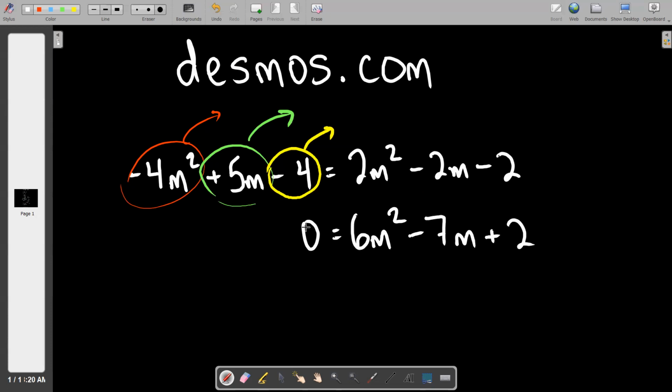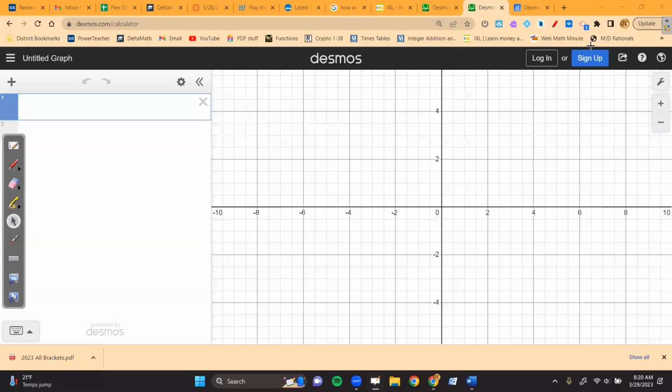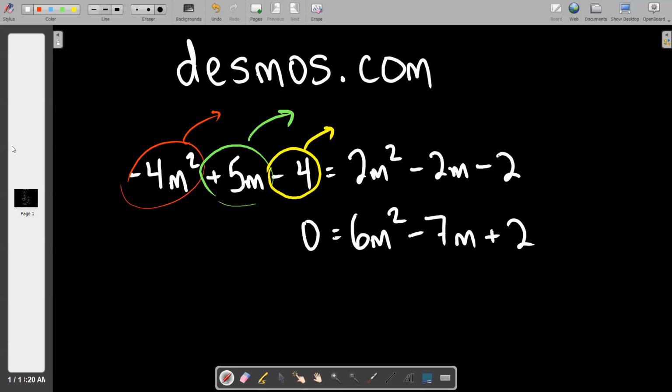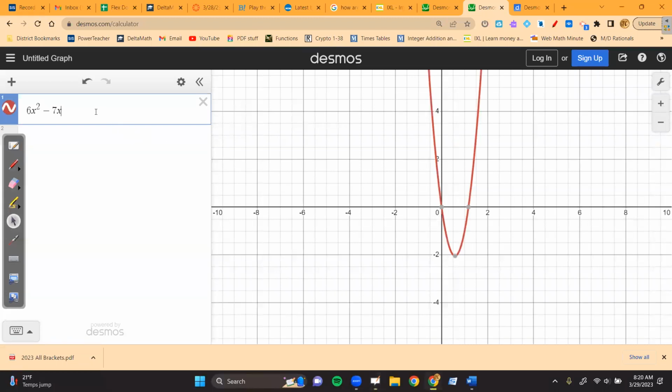So now that we've got it prepped and we got it equal to 0, it's time now to go into Desmos, and you all can do this along with me. We're going to do 6x squared minus 7x plus 2. And you don't have to hit enter or anything. It just automatically updates itself as you type.